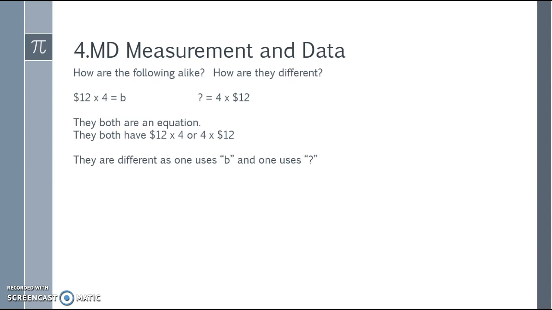We're going to get away from using a box or question mark or blanks and fill them in with a letter or variable from here on out.